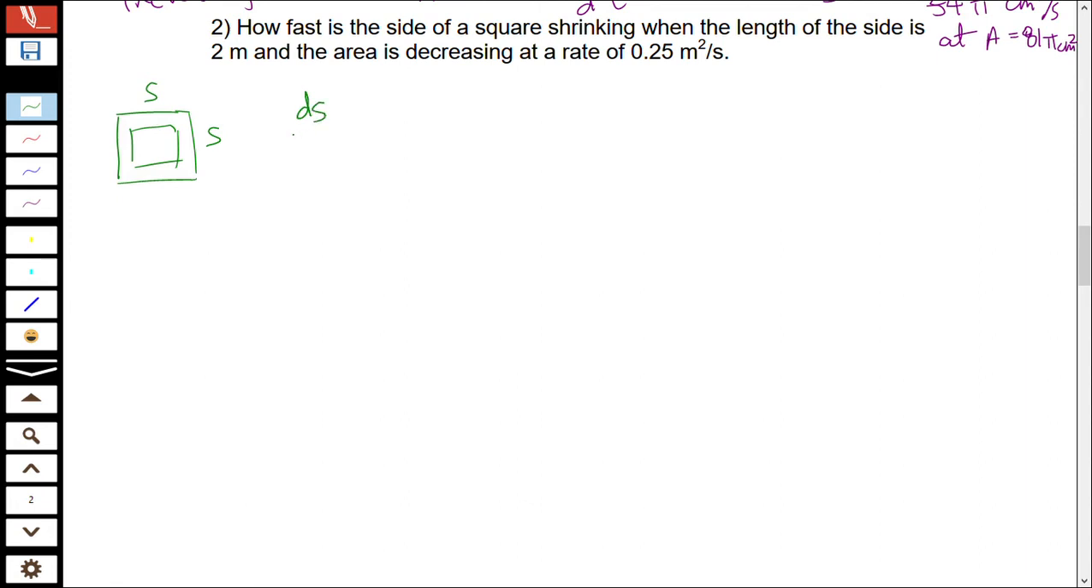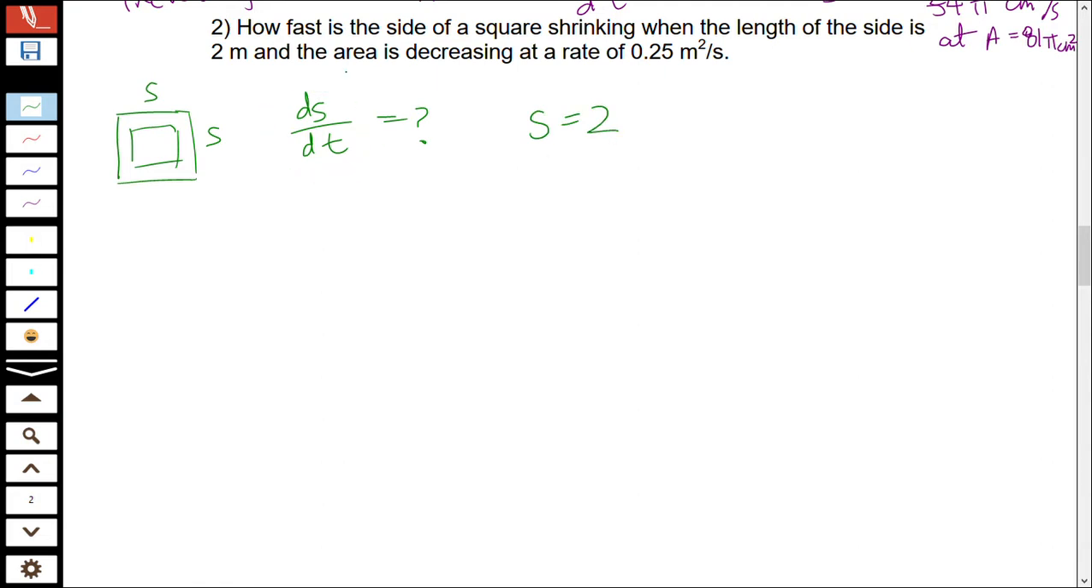So our S is going to go at the top because this is what's changing, but it's changing every time, right? So every second. So it's going to be ds over ds. Oh, no, let's use t for time. So ds over dt. So this is what they're asking because we want to know how fast the side is changing. And they're telling us that the length of the side is 2. So when S is equal to 2, what is going to be this rate?